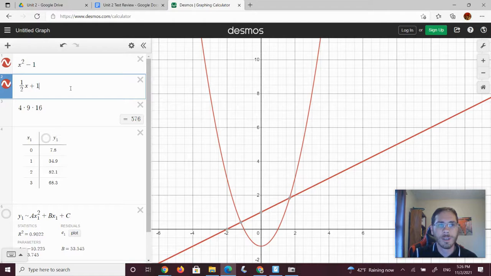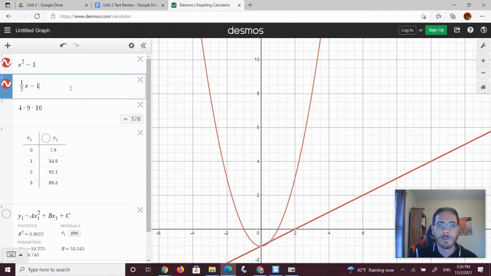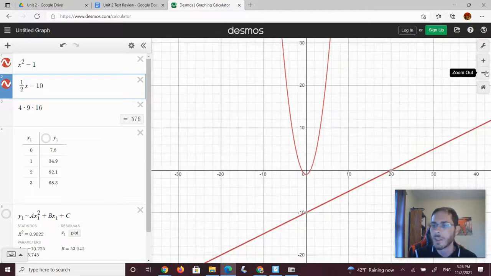If this was like 10, then you can see they don't cross at all. So the answer would be 0. And if they just met at one point, then we would have an answer of 1.